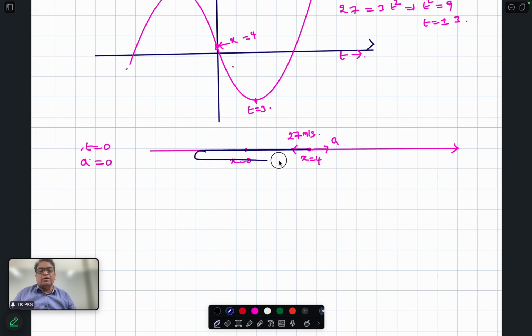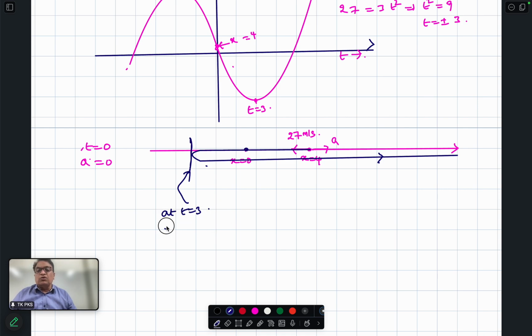This will go like this and move thereafter like this. Thereafter like this. Remember, it will cross origin one time from right to left, another time from left to right. So what is going to be this distance? This is the position when the instantaneous velocity is 0. When will the instantaneous velocity be 0? At t is equal to 3, the instantaneous velocity is 0.